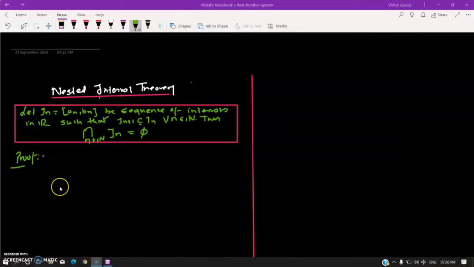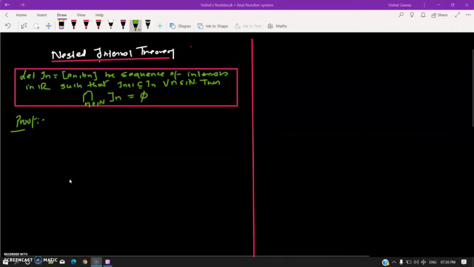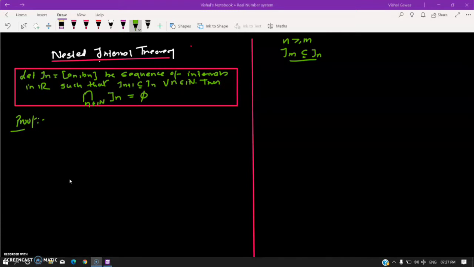Welcome everybody. Let's look more into real number systems. Okay, so let's look at the proof. The proof is as follows.